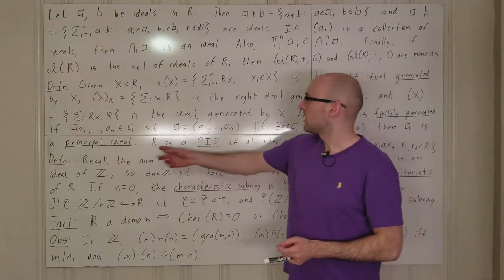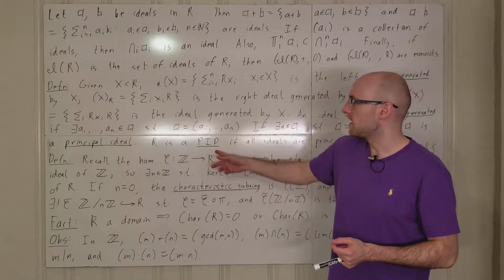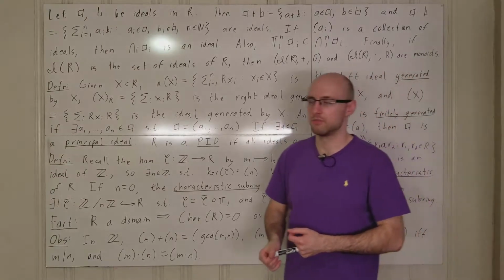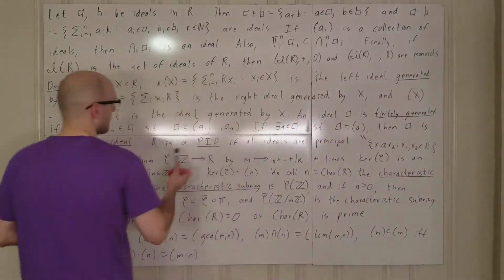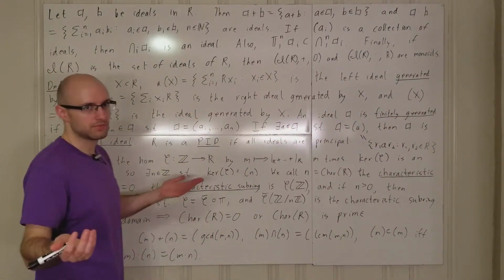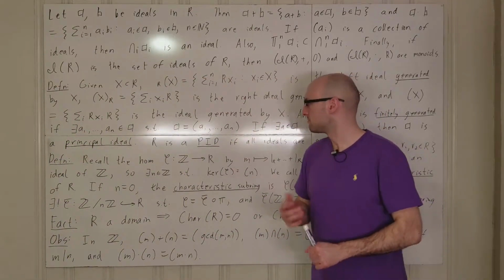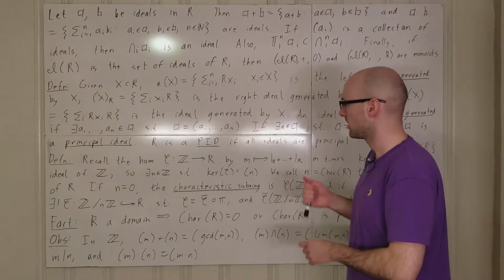But anyways, we say that R is a principal ideal domain, but we'll just call it a PID because no one has time to write out principal ideal domain. So R is a PID if every ideal is principal. Oh, and it's a domain. That's also important.